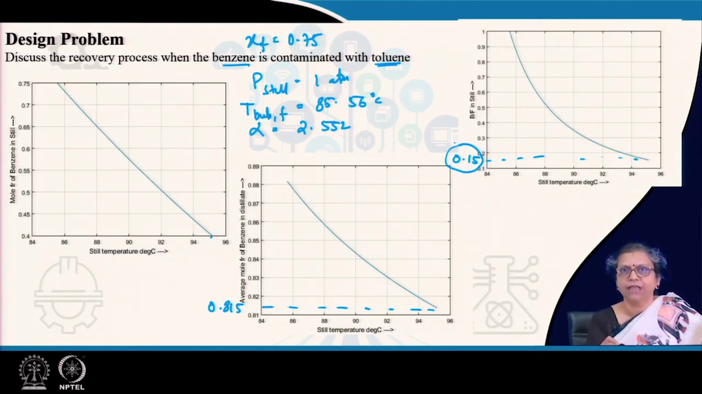For such cases, either we have to reduce the pressure, which is not always economical. For such situations, we have to go for the multi-stage column.